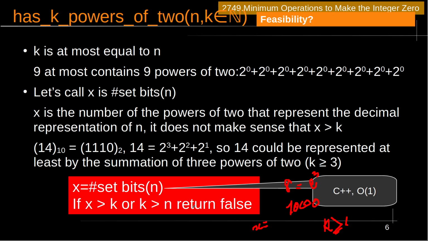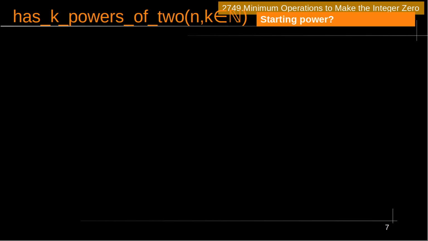We can find the number of set bits in C++ in constant time. I don't know for the other languages like Python or Java. You can Google it. But in C++, we can find it in constant time. It's cool.